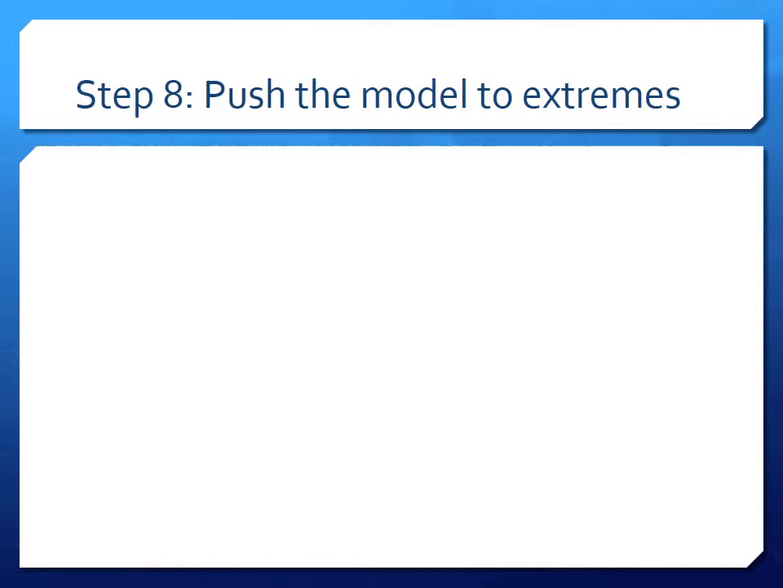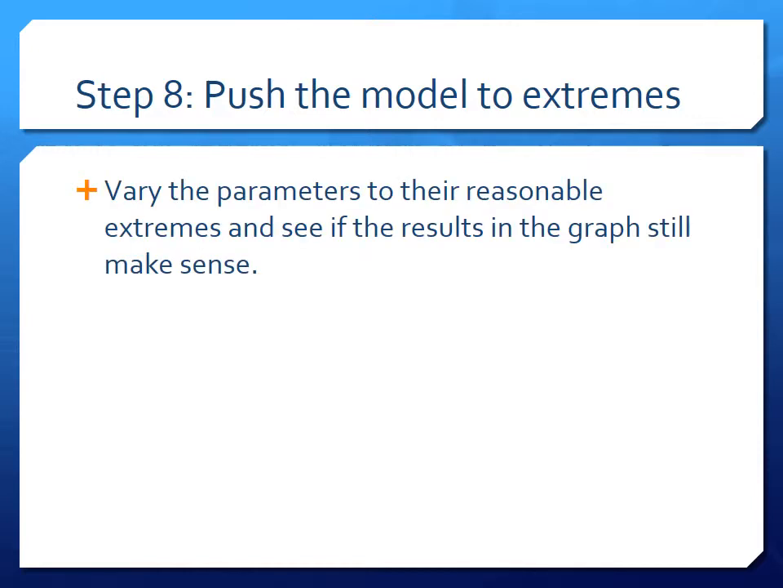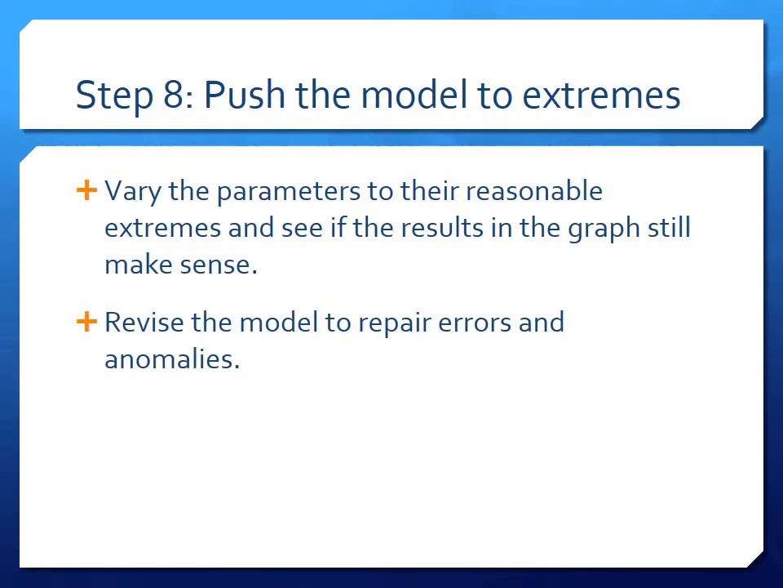The next step would be to push the model to what I like to call extreme. So try to vary the parameters to the reasonable extreme. So push them up, push them down to see if the results in the model still make sense. And if not, you can go back and revise the model to repair these errors, and you will see that these errors are fairly easy to spot once you gain some practice.